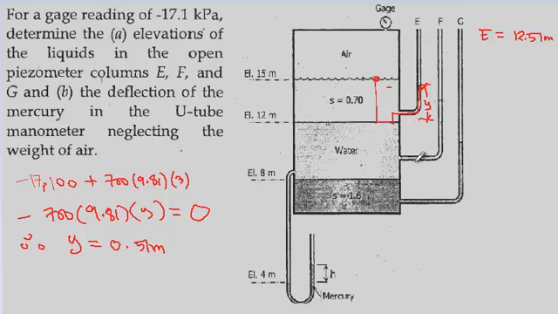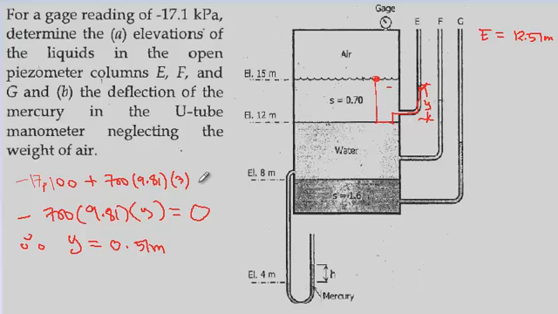Similar also to what we do to this one, the elevation of F. It's simple. We continue going downward. So here it's negative 17,100 plus 700 times 9.81 times 3 as you go down. Then you go similar to this one: you go down and then you go up again. You go down by 12 minus 8, that's 4.